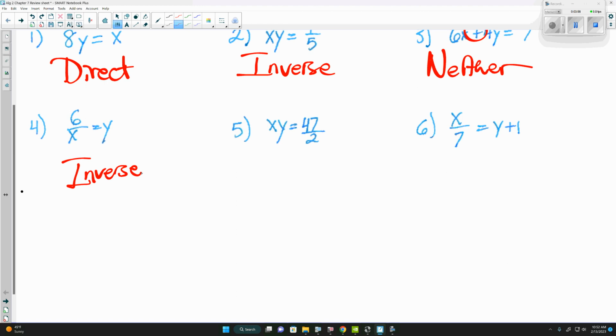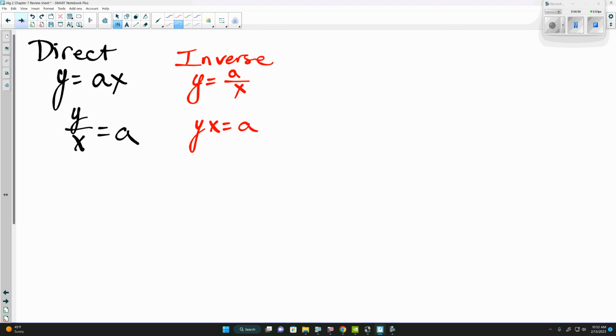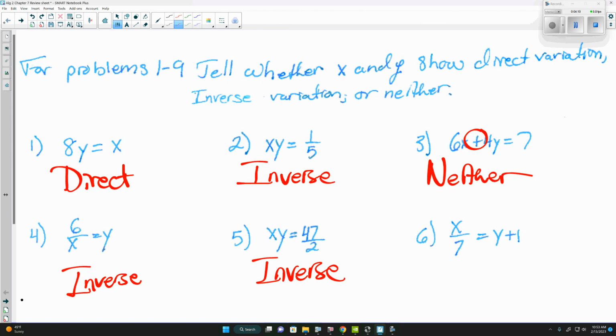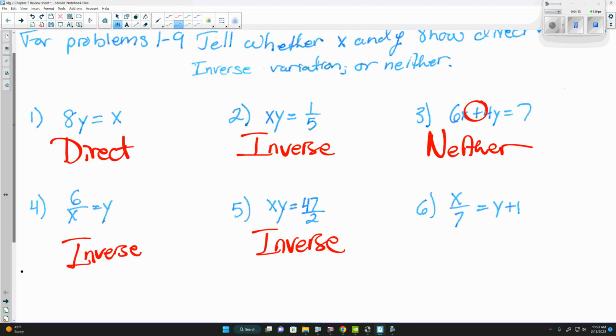Number 5 is also inverse, because again, we're really matching them up to one of these two here. X and y are on the same side, they're being multiplied, it's inverse. If they're on the same side and being divided, it is direct. And the last one is neither, because of the plus. Questions on these here? Hopefully out of any of 1 through 6 on the test, you'll get at least the ones that are neither, because it's plus or minus, there's addition or subtraction.